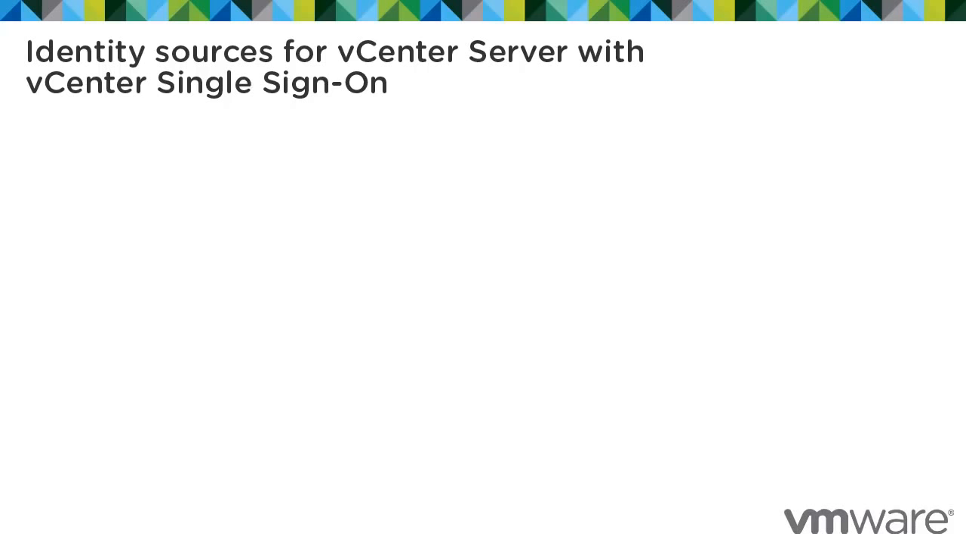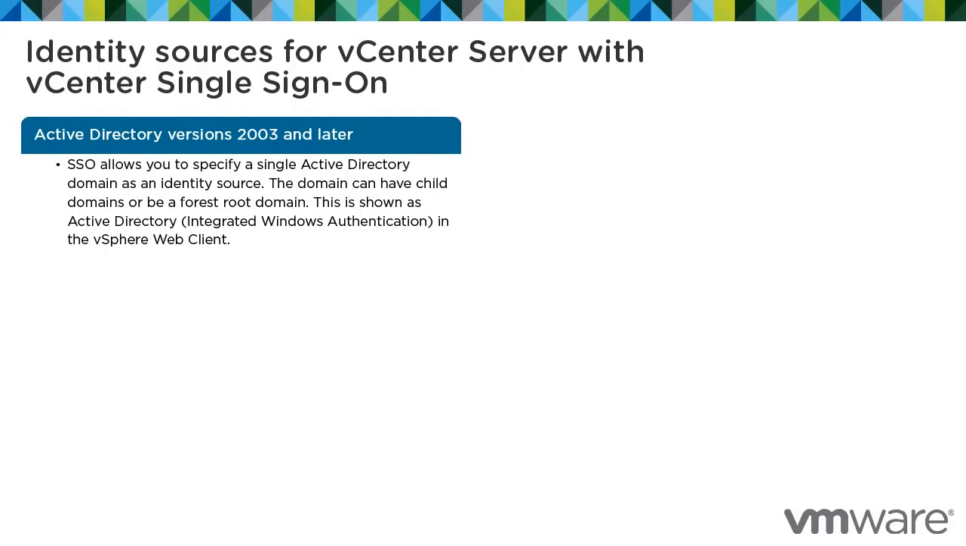vCenter Server 5.1 and 5.5 use Single Sign-On server for authentication. For a list of supported identity sources with Single Sign-On server 5.1, see the vSphere 5.1 documentation. Single Sign-On server 5.5 supports the following types of user repositories as identity sources, but supports only one default identity source. Active Directory versions 2003 and later. Single Sign-On allows you to specify a single Active Directory domain as an identity source. The domain can have child domains or be a forest root domain. This is shown as Active Directory (Integrated Windows Authentication) in the vSphere Web Client.